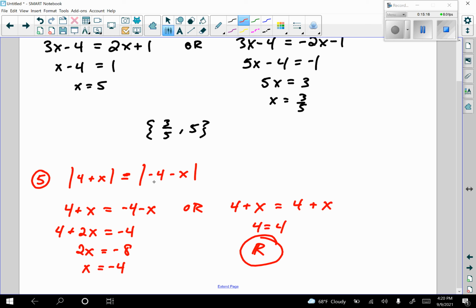And if you think about it, this -4 minus x is just the opposite of this. So when I take the absolute value of opposite numbers, let's say I have an 8, absolute value of -8, they both turn out to be the same thing.